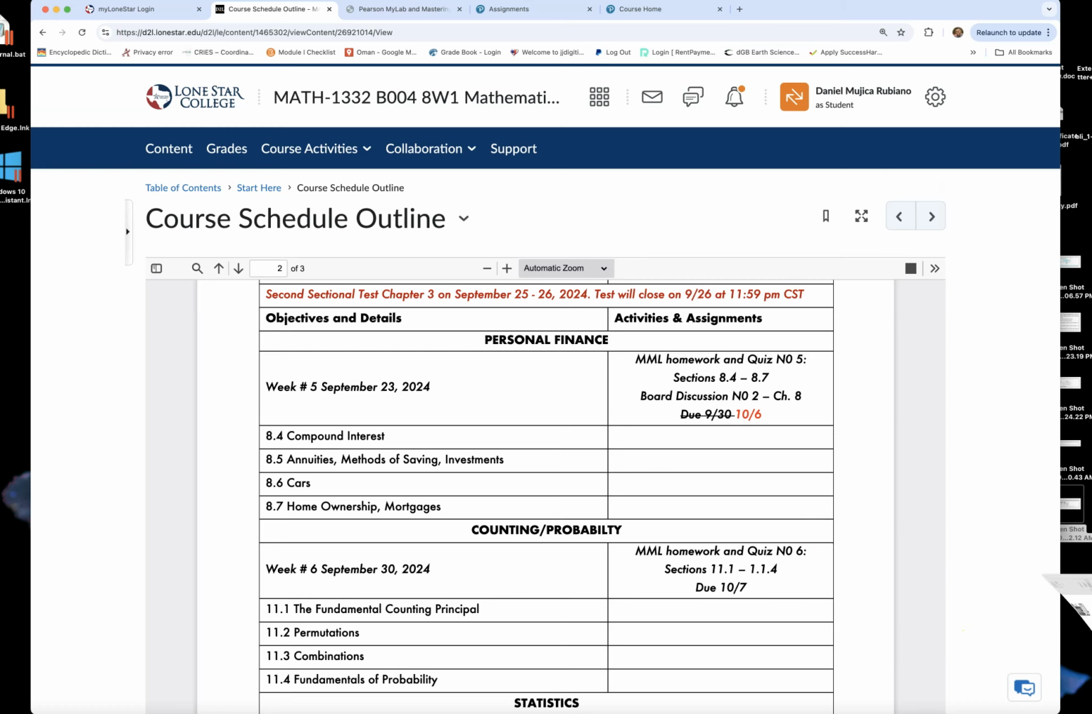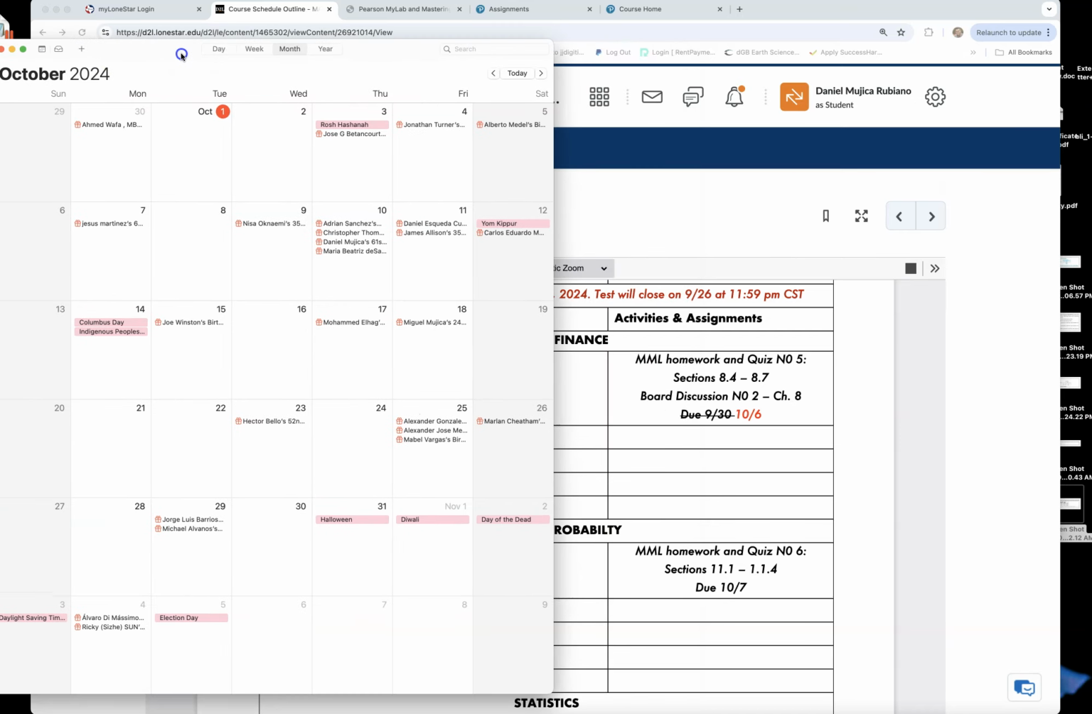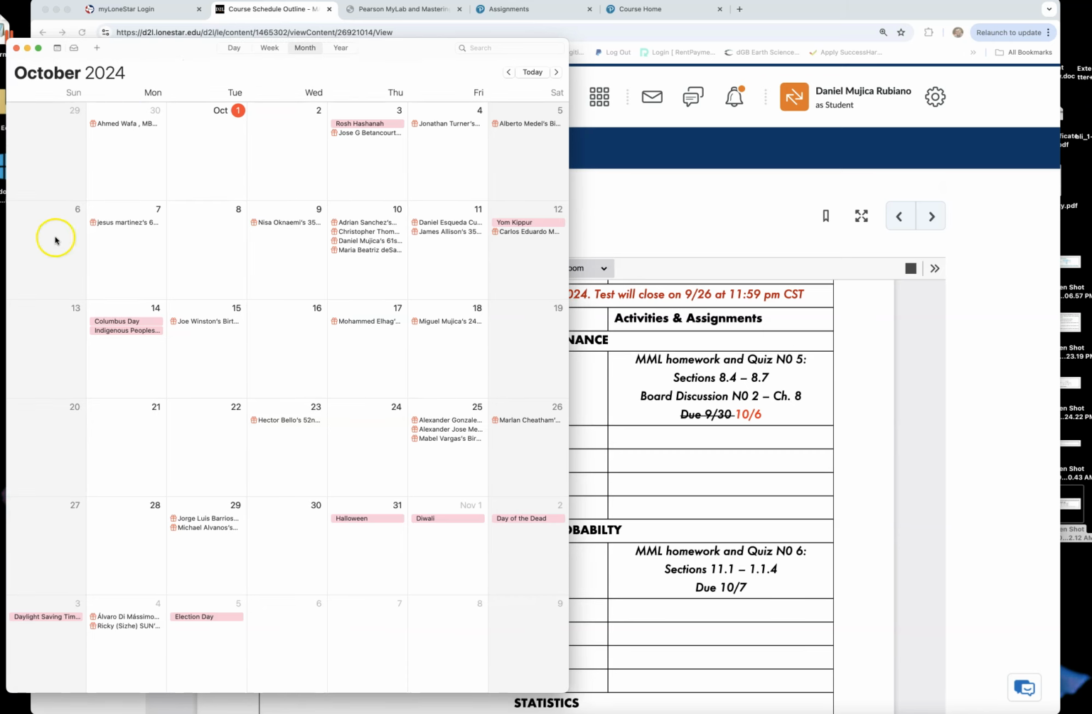Let me open this calendar again. By the end of this week, which is this coming Sunday, board discussion number 2 is due. I don't want you to get confused and think that also applies to homework number 5. Homework number 5 and quiz number 5 are due on October 1st, which is today, Tuesday. So please take that into account and follow the deadline that you have in MyLabMath for this particular homework.